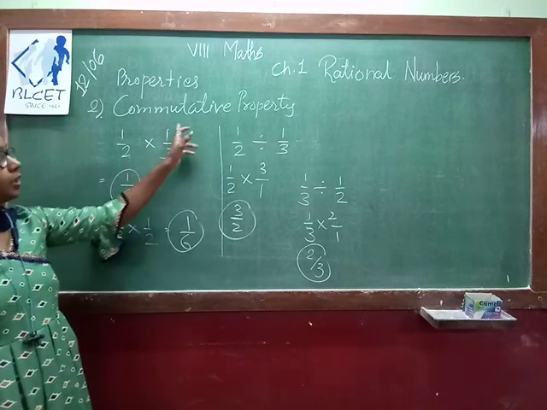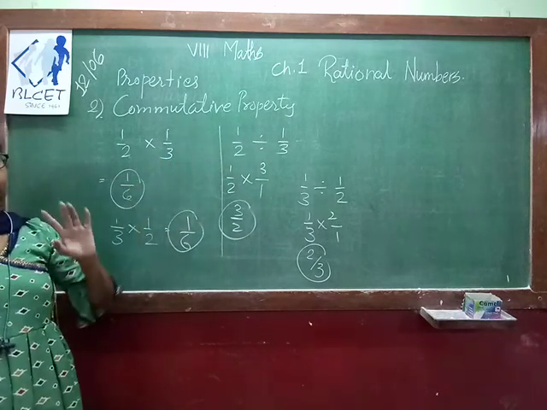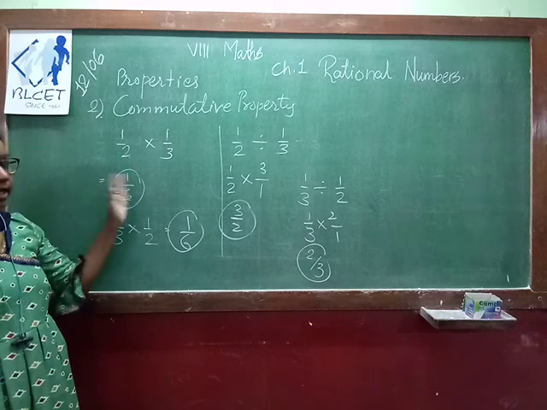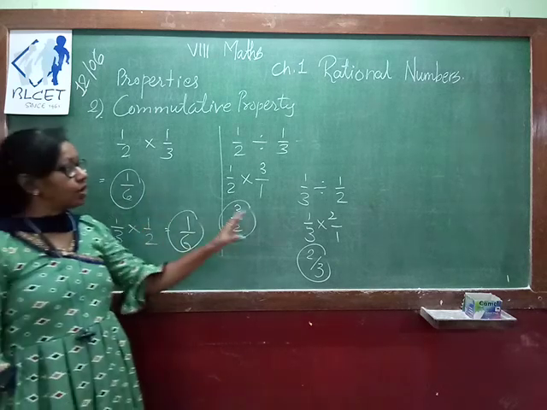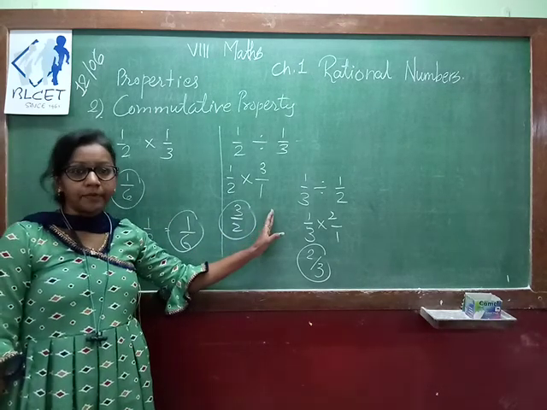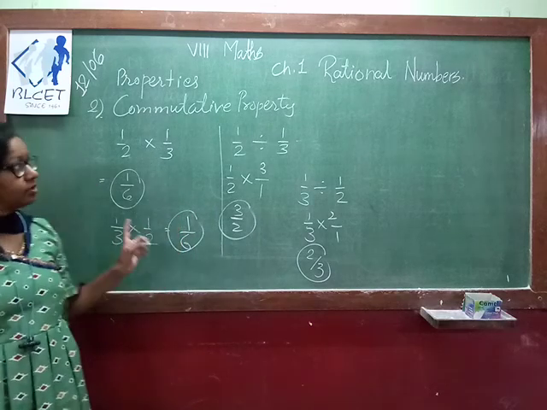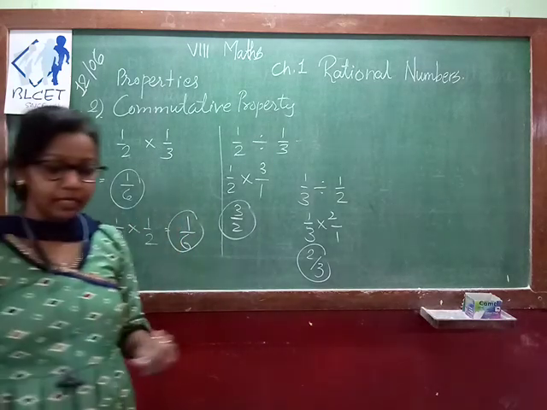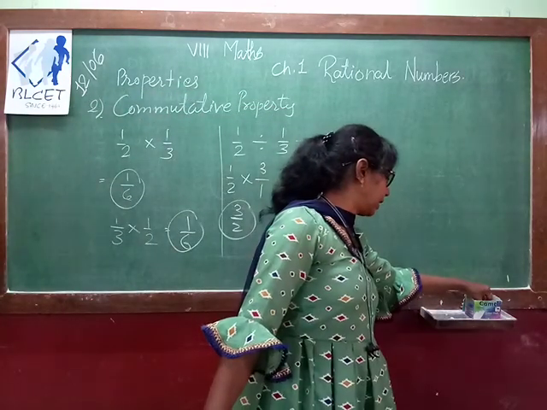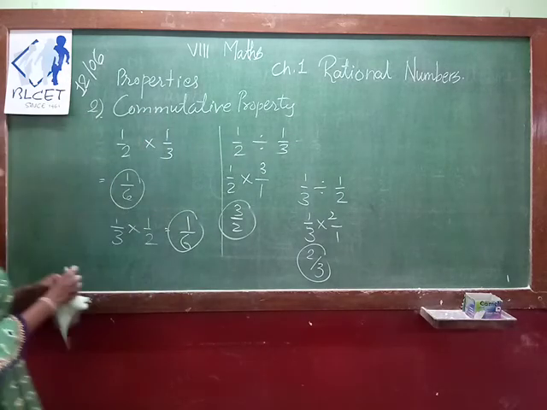So what we can say, the commutative property only holds for addition and multiplication. It does not hold for subtraction and division. Okay, so this is your commutative property. Now move on to the next property, that is the associative property.